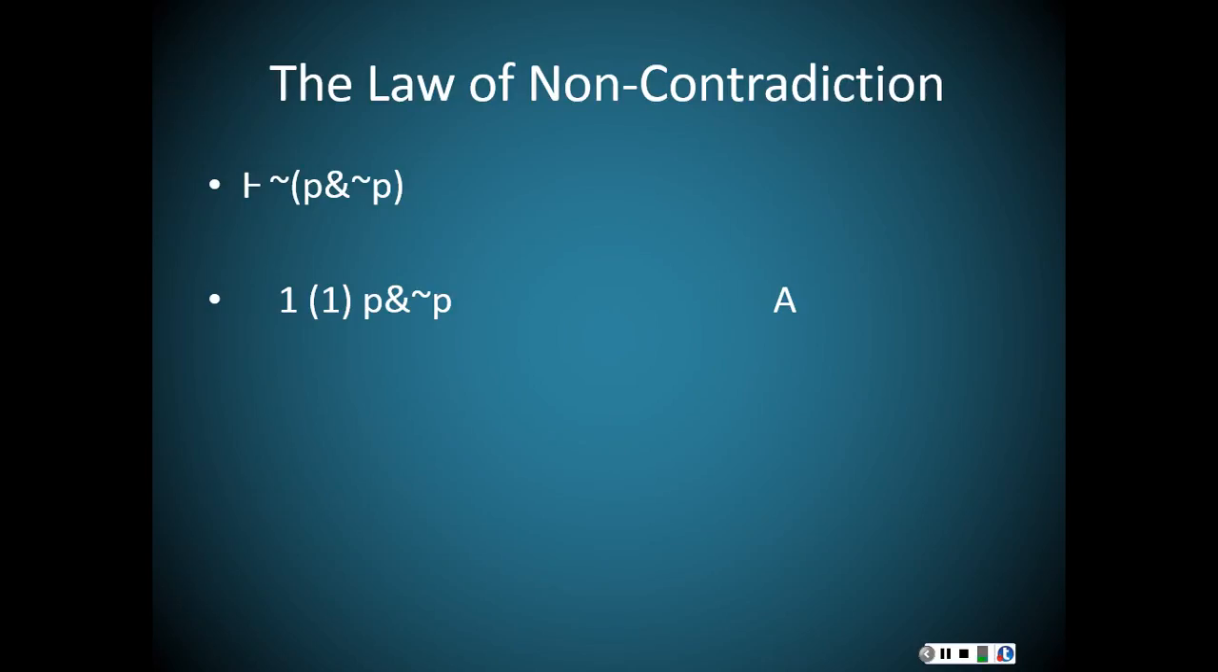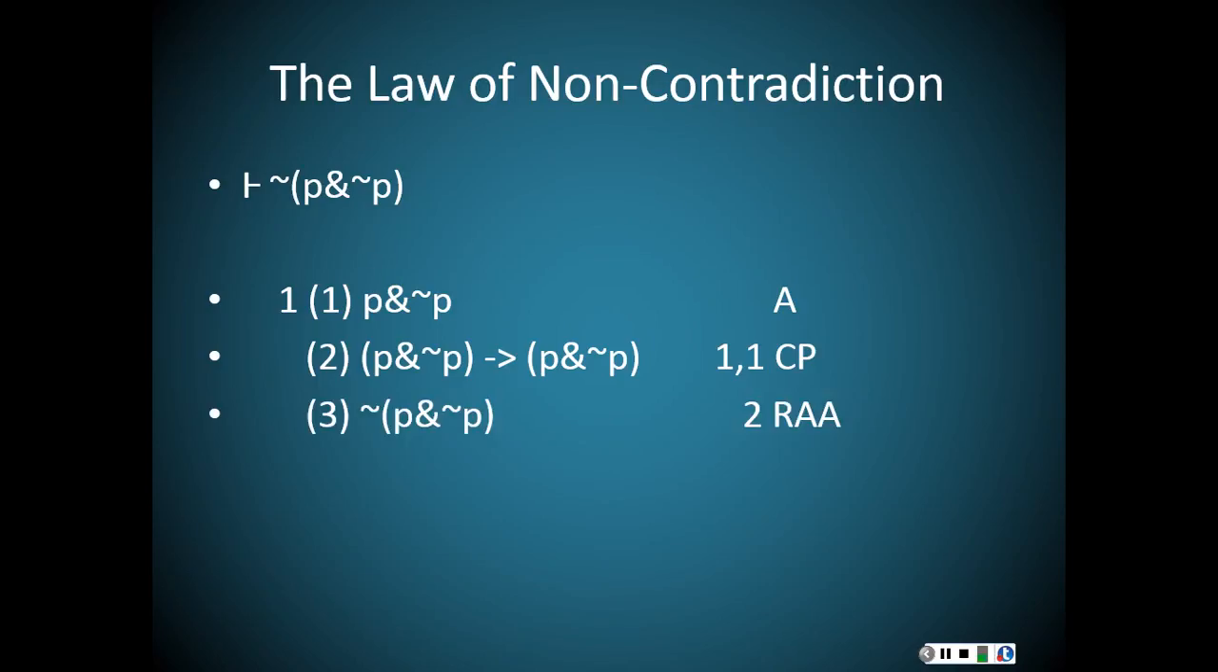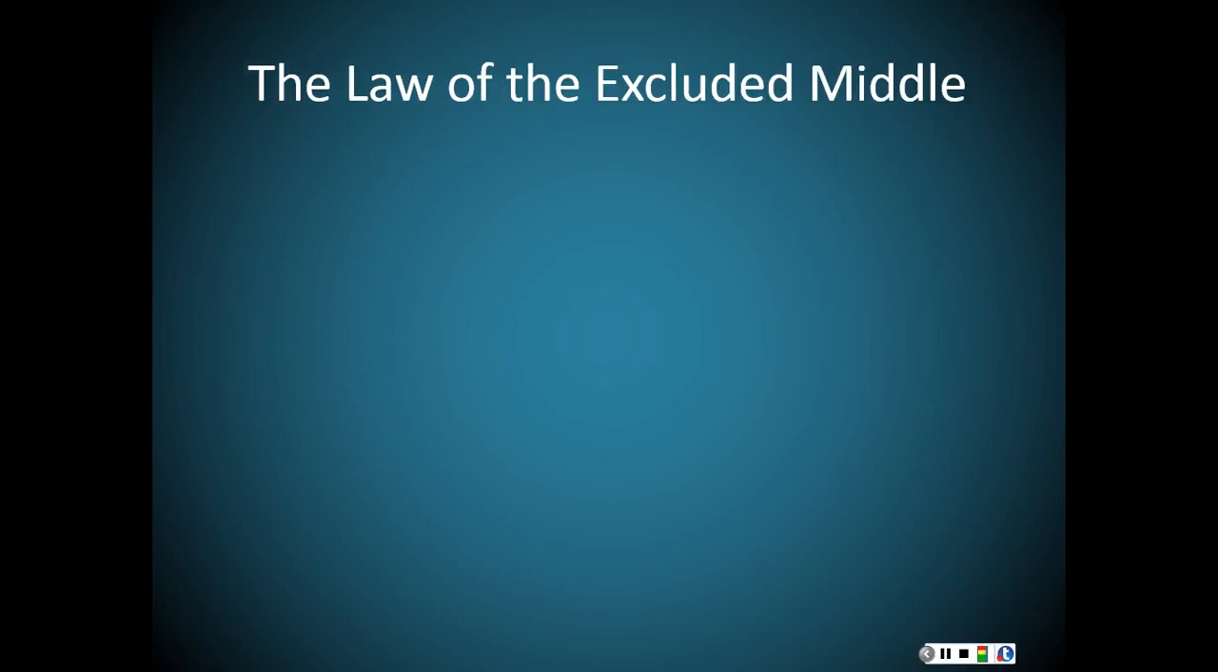So really, all that's left for us to do is discharge our assumption by applying the rule of conditional proof, and then getting the negation of that assumption by applying the rule of reductio ad absurdum. And we're done. We've proven the law of non-contradiction. Yet another famous theorem in classical logic is the law of the excluded middle. It is the sentence P or not P. We can also prove this sentence in our system without making use of any premises.